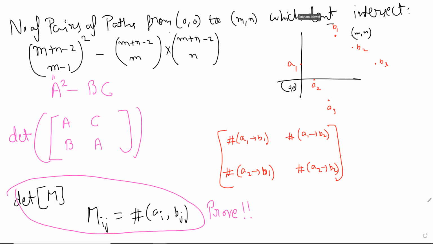So see, what we have proved is, if there are two pairs of points like a1 b1 and a2 b2, and you understand what the coordinates are, then if you have to count the number of pairs of non-intersecting paths from a1 to b1 and a2 to b2 respectively, that is some formula like this. But it is more elegantly stated as a determinant of this matrix.